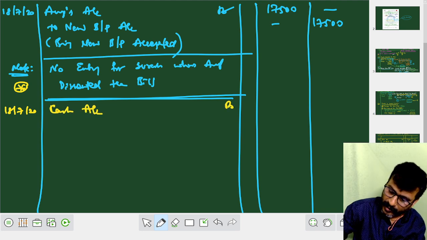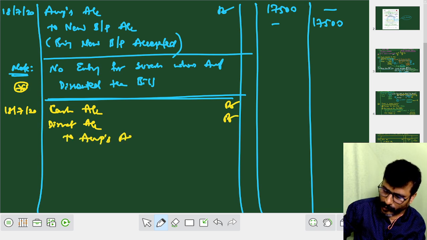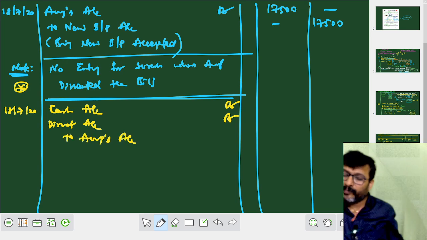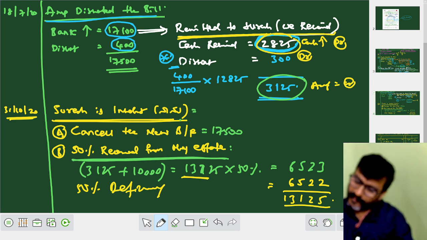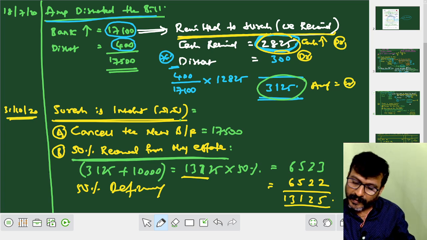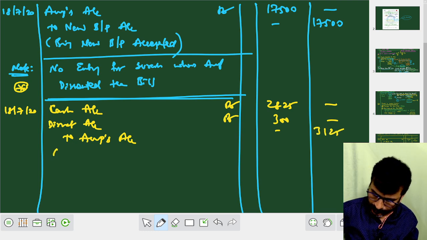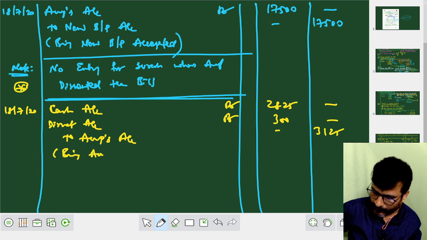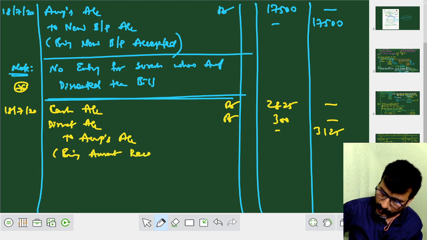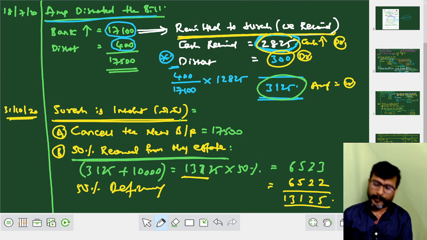Again I write cash account debit, discount account debit to Anup's account. How much cash is received from Anup? See, 2825. What about the discount amount? Discount amount is 300. 3125, being amount received from Anup. Fine.